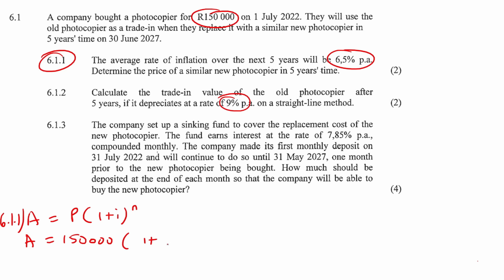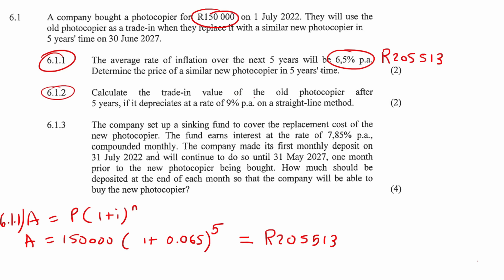Okay, so we're going to go 6.5%, which is 0.065. You're not going to say over 12 because we're not doing monthly, and then here you're just going to say 5. Not 5 times 12, because that would be months again. And so if we calculate that, we end up with 205,513, because the 0.99 would round off. So let's just say here 205,513.